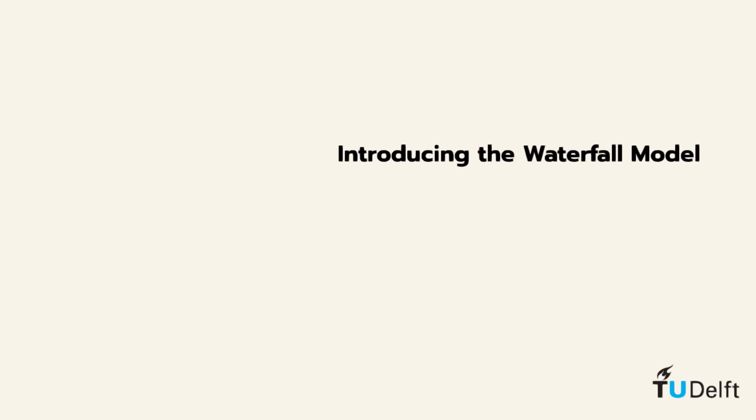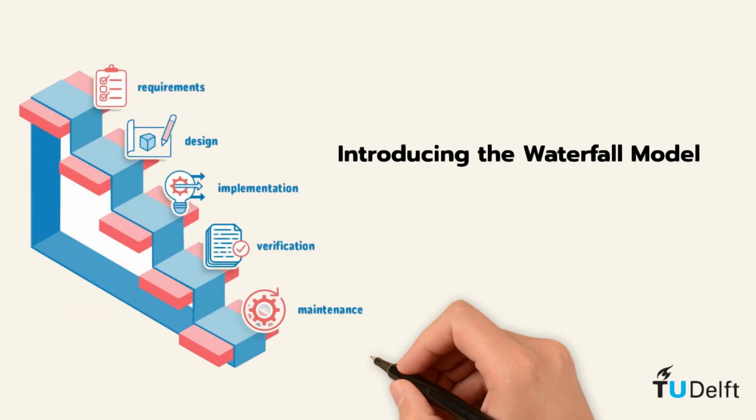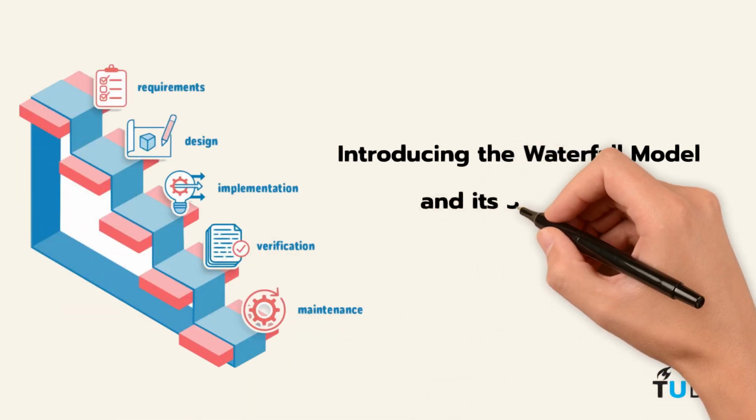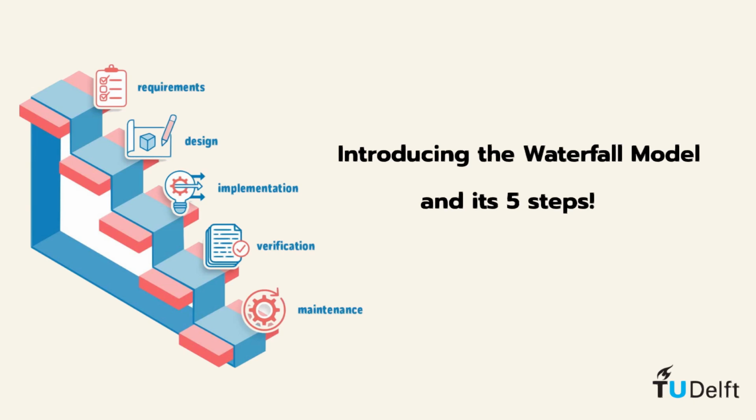Let's break down the key stages of the waterfall model. First, we have requirements. This is where we figure out exactly what the software needs to do. Think of it as writing down the recipe for our cake. What ingredients do we need, and what kind of cake are we making? Next comes design. We create a blueprint for the software, outlining its architecture and how it will work. This is like sketching out what our cake will look like and how it will be constructed.